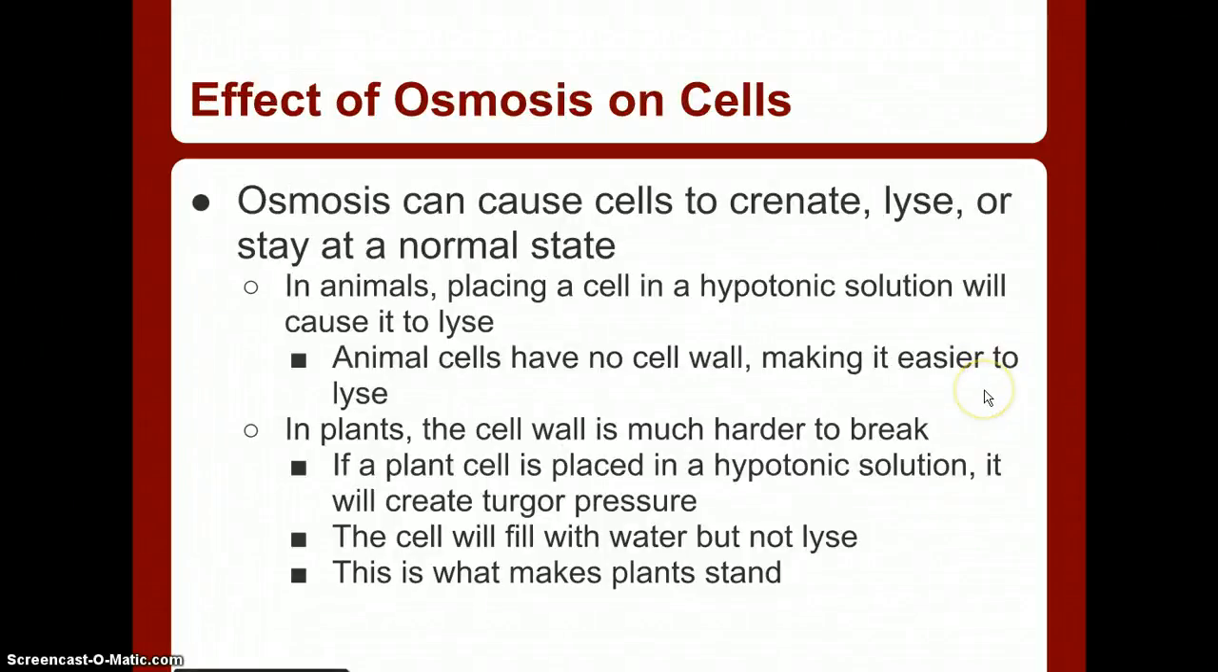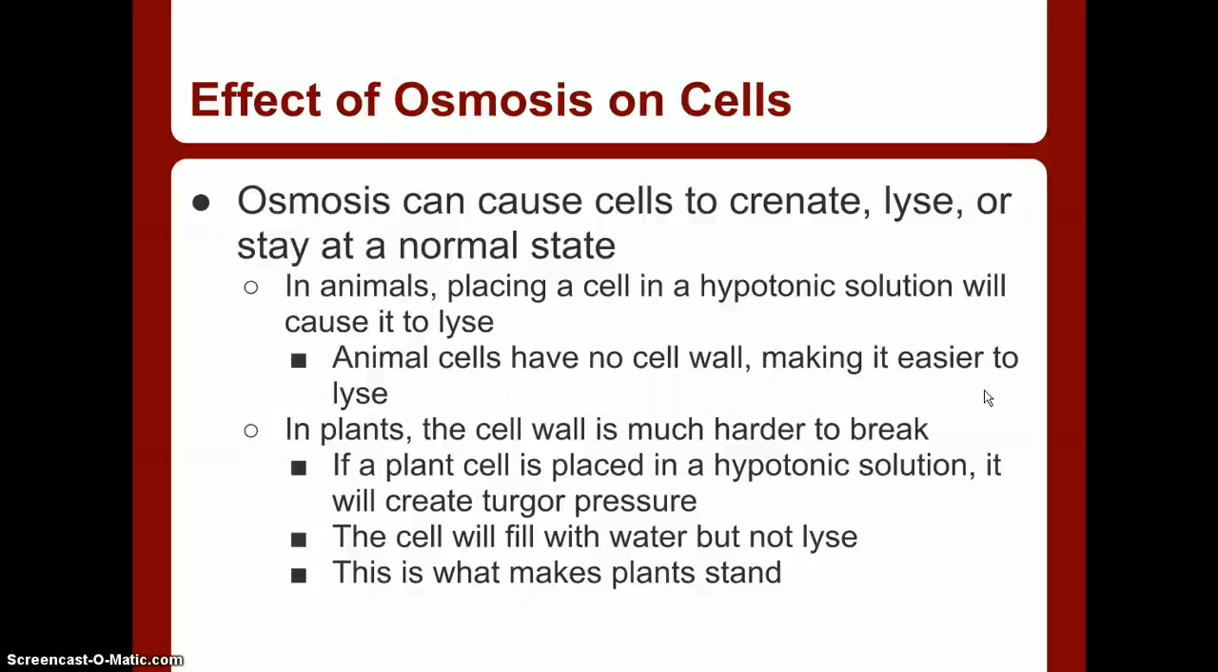So the next experiment was finding the effect of osmosis on cells. And osmosis can cause cells to crenate, lyse, or stay at a normal state, which I stated earlier in the presentation. In animals, placing a cell in a hypotonic solution will cause it to lyse or burst. Animal cells have no cell wall, so it's easier to lyse. But in plants, there's a cell wall, which is very rigid, and it makes the cell much harder to break.